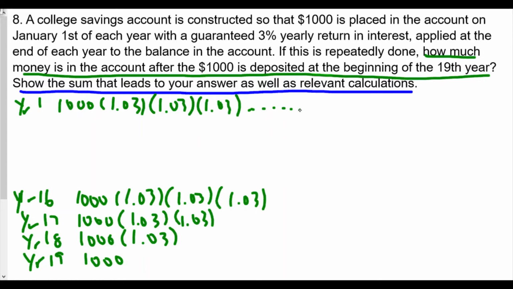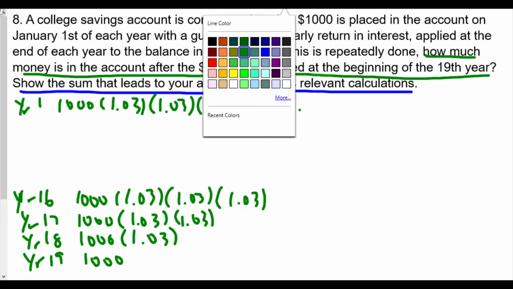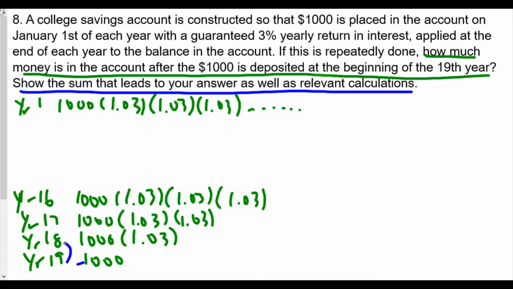Well, again, why 18? From year 19 to year 18 is once. From year 19 to year 17, that's twice. From year 19 to 16, that's 3 times. So to figure out how many times for the nth one, the year 1, it'll be 19 minus 1. So basically multiply 18 times here.